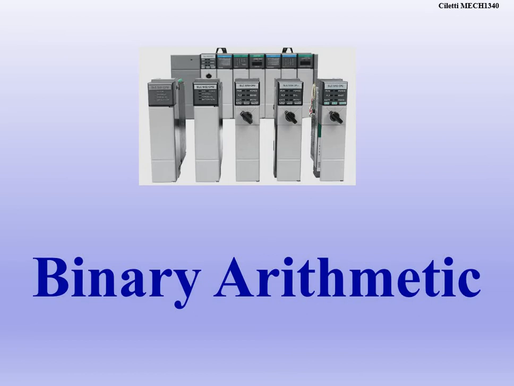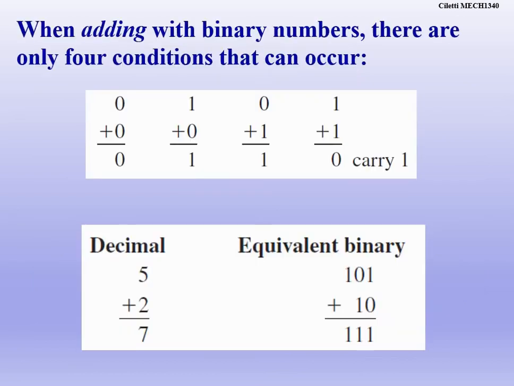So yes, we can add and subtract numbers in binary. We take 0 plus 0 is 0, 1 plus 0 is 1, and 0 plus 1 is 1. And now the last one's the most important one because the other three are very simple. This one you've got to pay attention to, all right? 1 plus 1 is 0 with a carry 1.